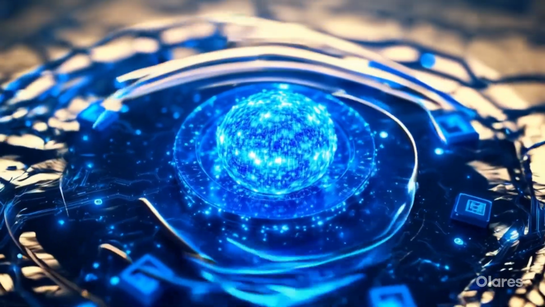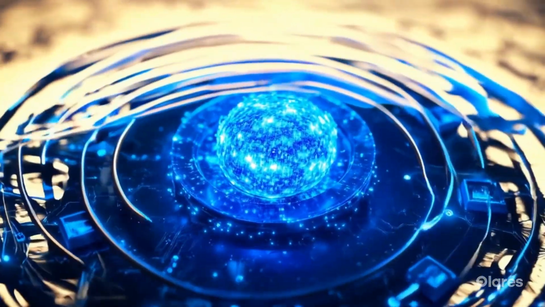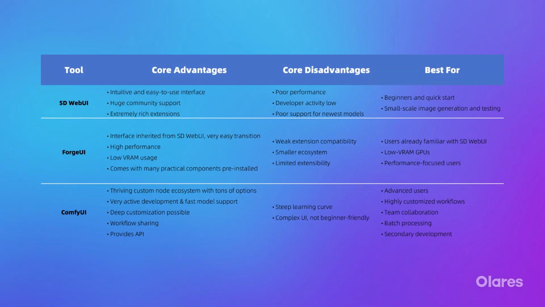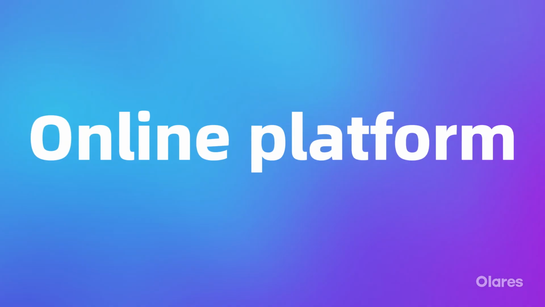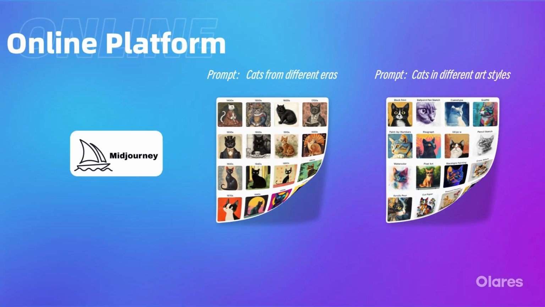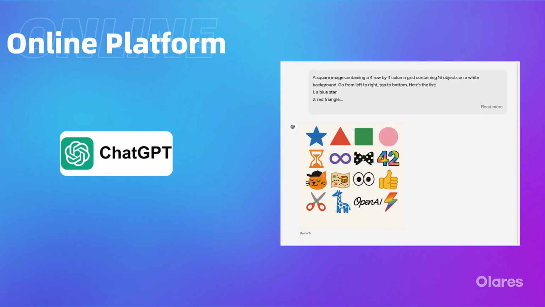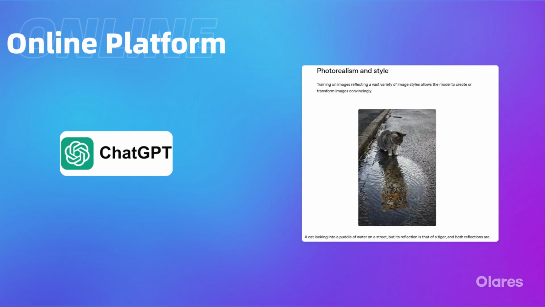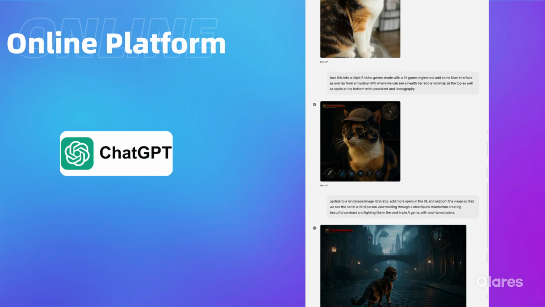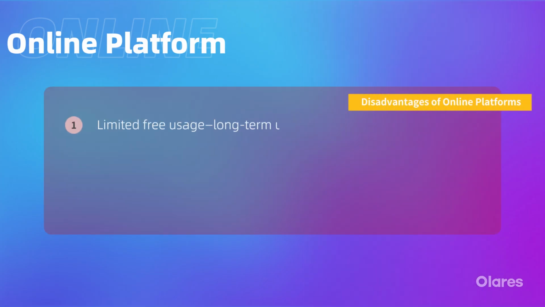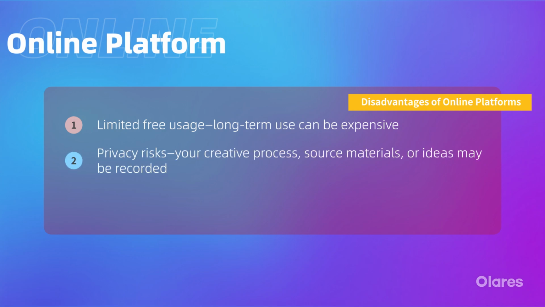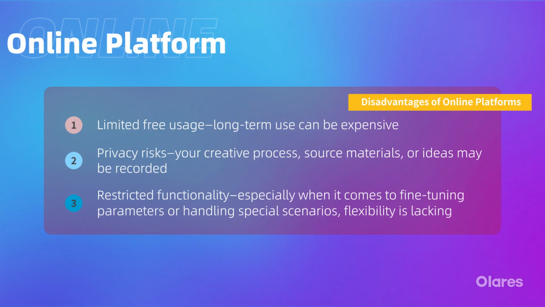Although these platforms have significantly lowered the barriers to using models like Stable Diffusion, their installation and deployment processes remain quite complex. Many users, for the sake of convenience, opt for online image generation services such as Midjourney, or rely on large language models like GPT and Gemini to generate images. These options are indeed convenient and generally provide a good user experience, but they also come with three major drawbacks. 1. Limited free usage. Long-term use can be expensive. 2. Privacy risks. Your creative process, source materials, or ideas may be recorded. 3. Restricted functionality, especially when it comes to fine-tuning parameters or handling special scenarios.